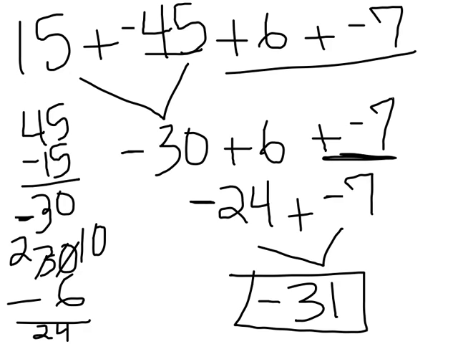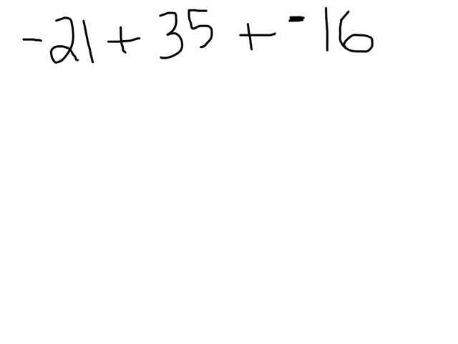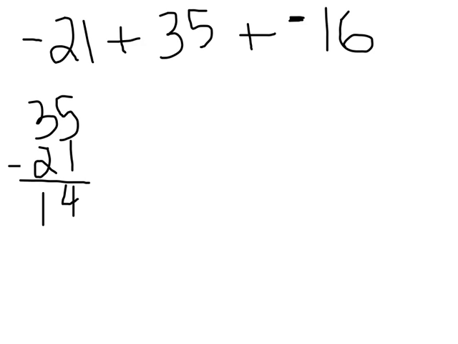Let's do one more, and then you'll practice. All right, let's say I have -21 plus 35 plus -36. I'm just going to start off by looking at -21 and 35. The signs are different because 21 is negative and 35 is positive. So I know I'm going to subtract and keep the sign of the larger number. And the larger number here was 35, so this is a positive 14.